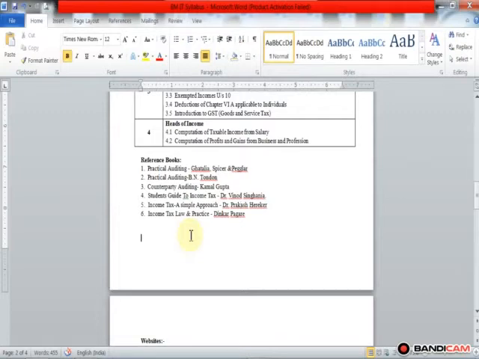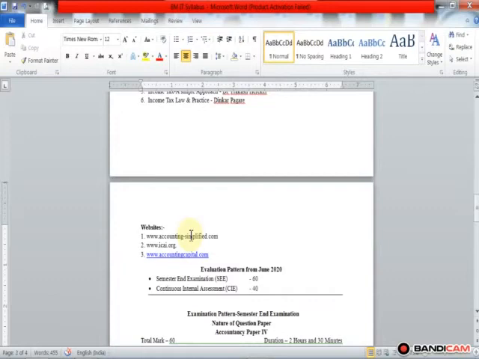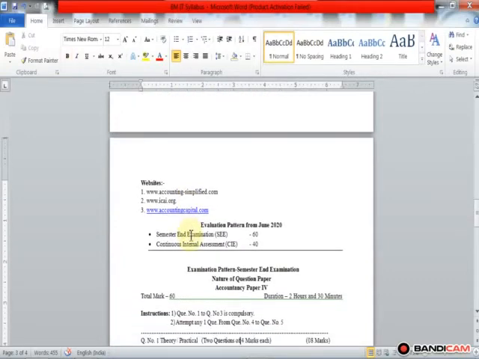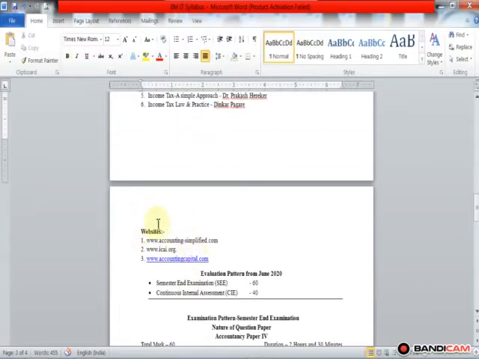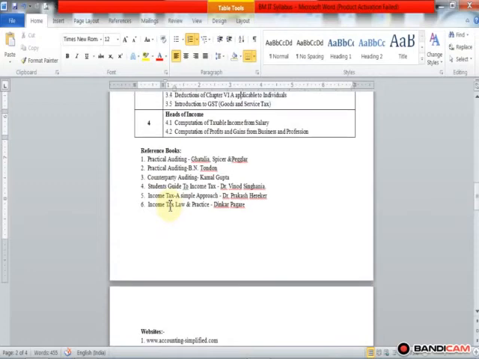Also some websites or material are available on the web. The first website is www.accounting-simplified.com. Second, www.icai.org. Third, www.accountingcapital.com. So the material is available on these websites, and the material for the 4 units is available in your reference books, which are available in our library.